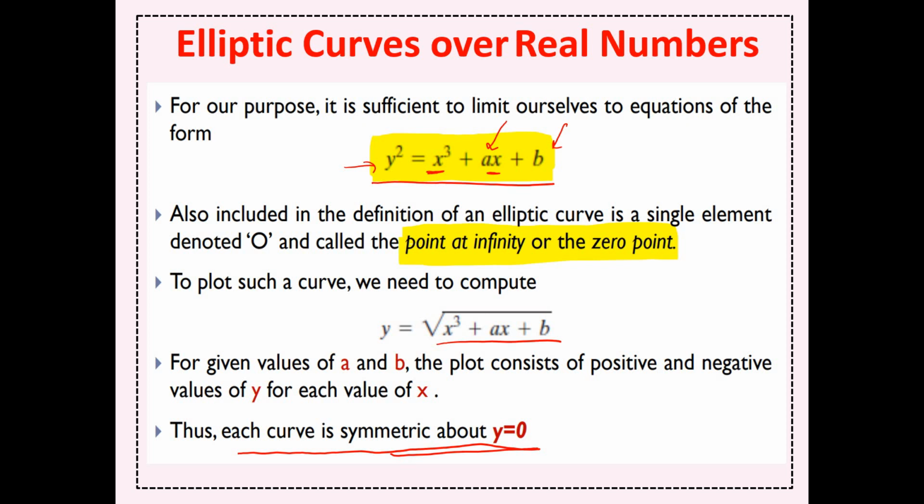Another very important point is the second point. Also included in the definition of an elliptic curve is a single element O, called the point at infinity or the zero point. Please make a note of it, because this will hold true for many properties of elliptic curve arithmetic. So O is basically a zero point or a point at infinity. It means something like a point where you are converging. Okay, we'll see that one by one.